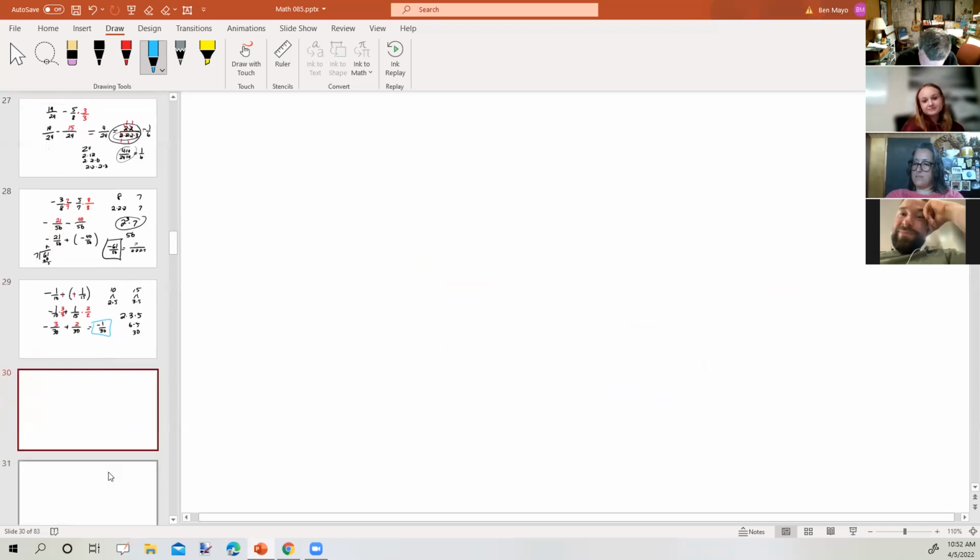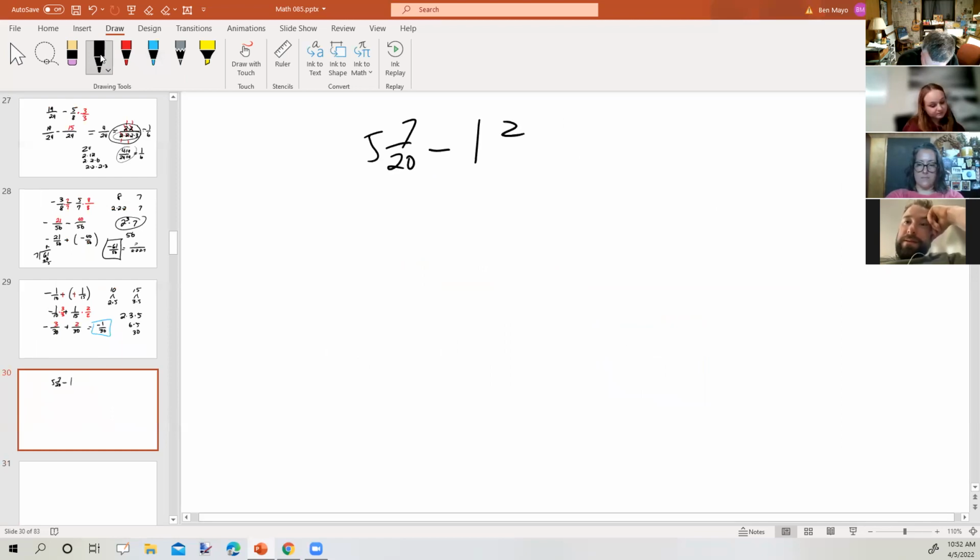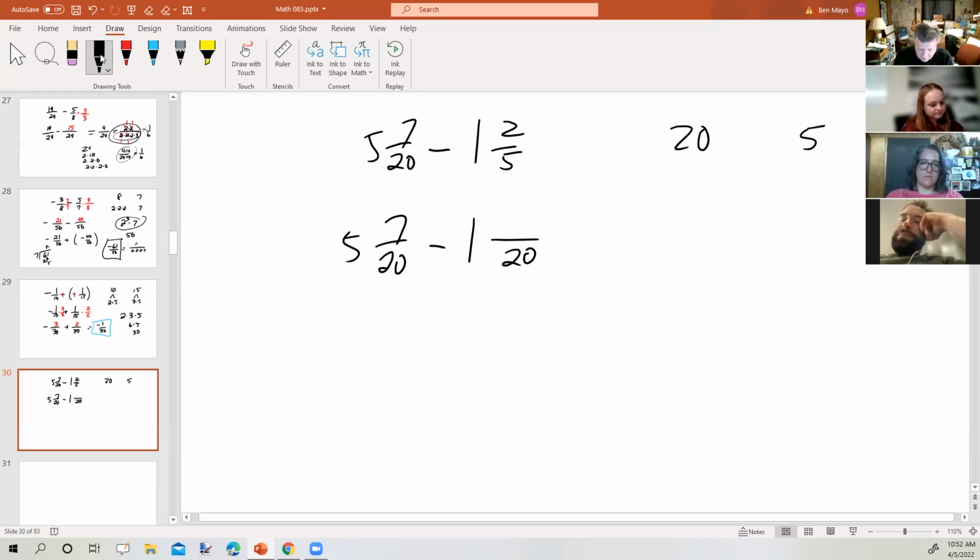Okay, 5 7/20 minus 1 2/5. Okay, I need a common denominator of 20 and 5. Can you see that the common denominator would be 20? So this is 5 7/20 minus 1 and so many 20ths. I need to take the 2/5 times 4/4, and I get 8/20. Well, 5 minus 1 is 4, but 7/20 minus 8/20, we've got a problem there because we're trying to take away more 20ths than we have without borrowing from the 5.